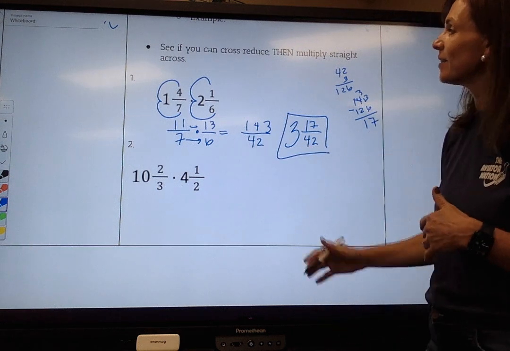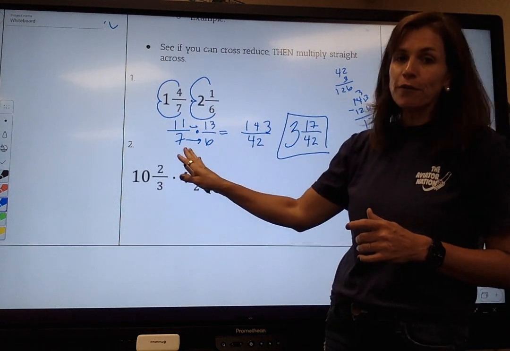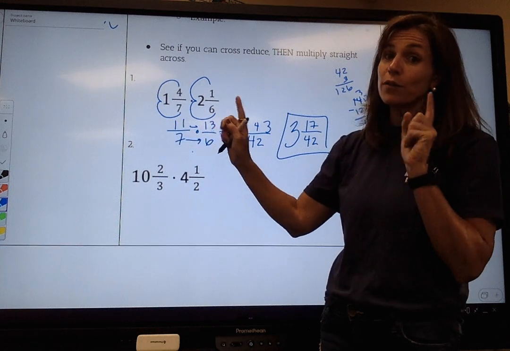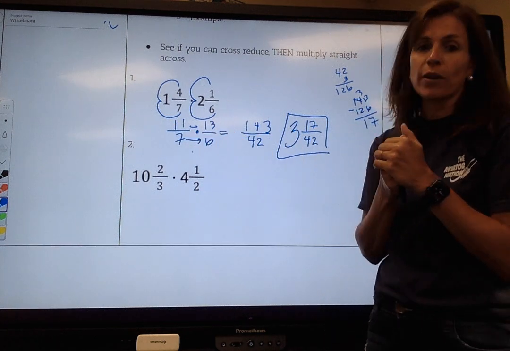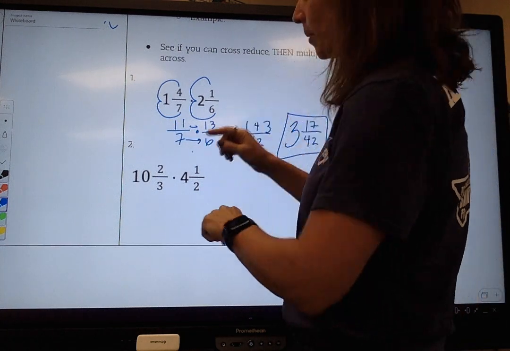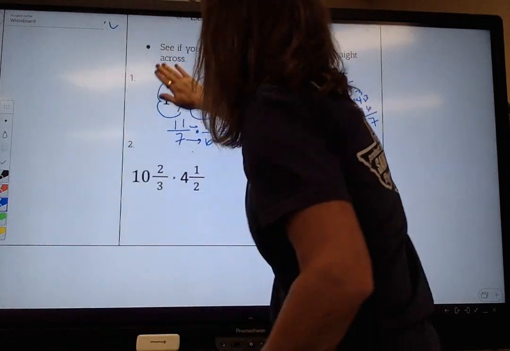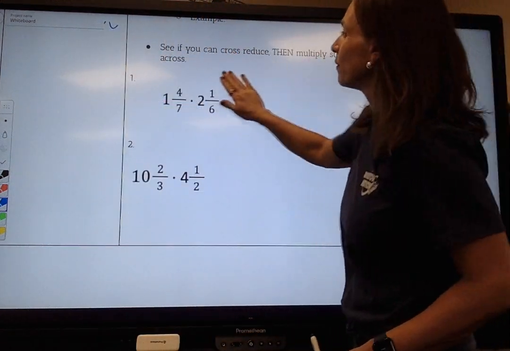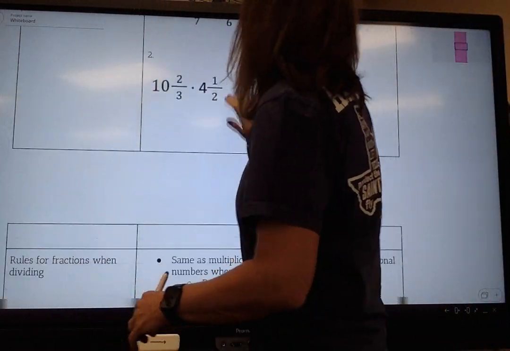Okay, so that is multiplying fractions. Fit the form, cross-reduce if you can, and then multiply straight across. All right, that's all I'm going to do here for multiplying fractions. Let's go on to dividing fractions.